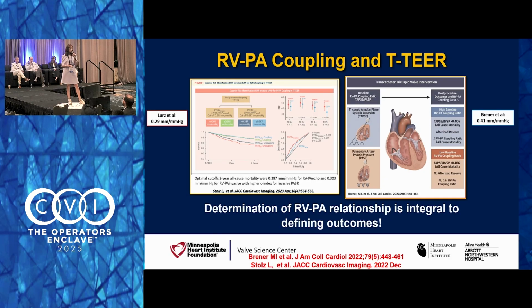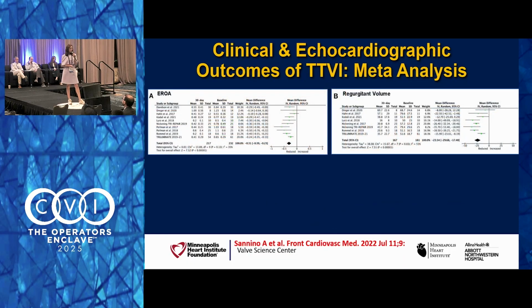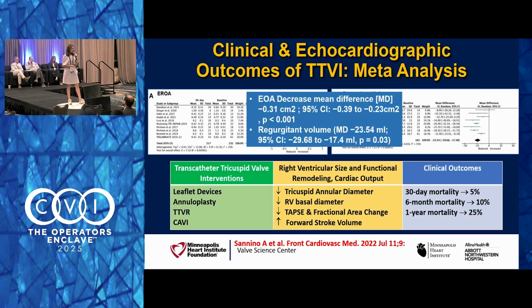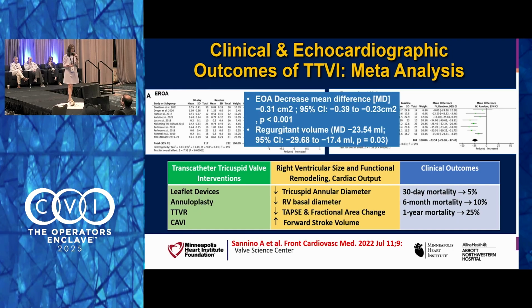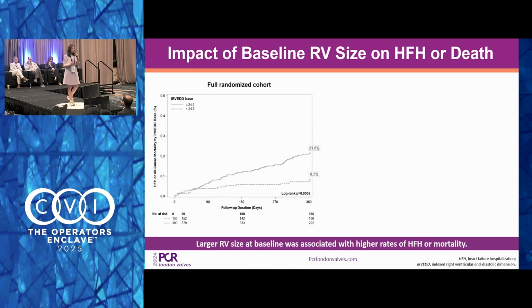And that's the challenge that we have now that we have 2 commercial devices. In terms of other meta-analysis of outcomes of these patients, clinical and echo, you look at the table below, in terms of the transcatheter tricuspid valve interventions to our RV size and what are their clinical outcomes. We are using the basic echo parameters of TAPSE and fractional area change to help improve the forward stroke volume. But I think we can certainly do better.